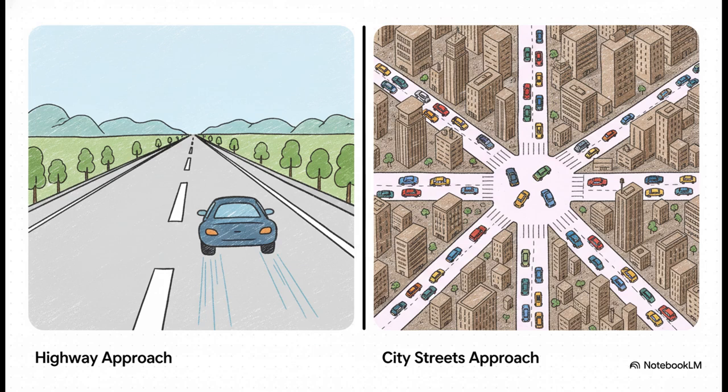On the other hand, you have the city streets approach. This is itemized posting. It records absolutely every single transaction individually. You get maximum detail, which is great if you need to track individual customer accounts. But it brings a massive risk. It can easily create a massive traffic jam in your accounting software, bogging the whole system down.